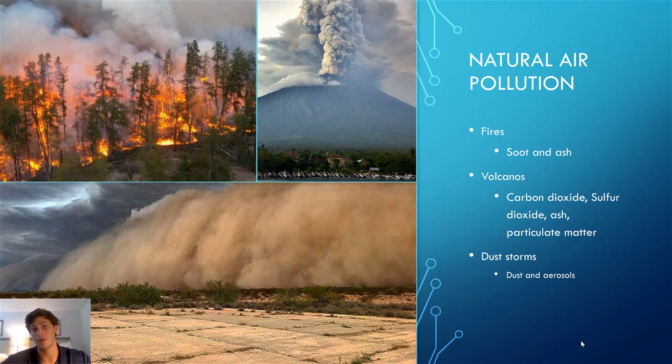Second are volcanoes. Volcanoes are very much a random geologic hazard, something we talked about at length in Chapter 11, and they release things like carbon dioxide, sulfur dioxide, ash, soot, and particulate matter as they explode or as they erupt. And they can do this in very tremendous quantities. However, the frequency at which volcanoes actually erupt is very minimal, and so they're not a huge contributor to air pollution, even though at one single dose they do release a lot at one given time.